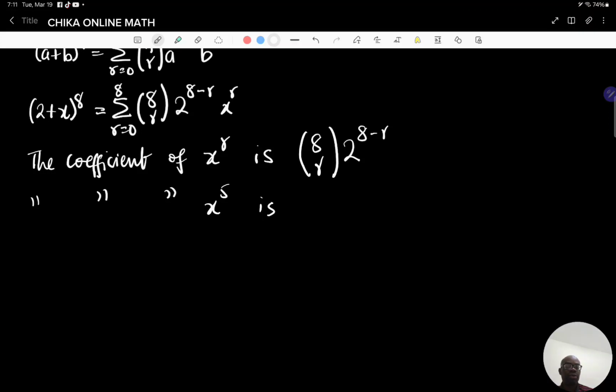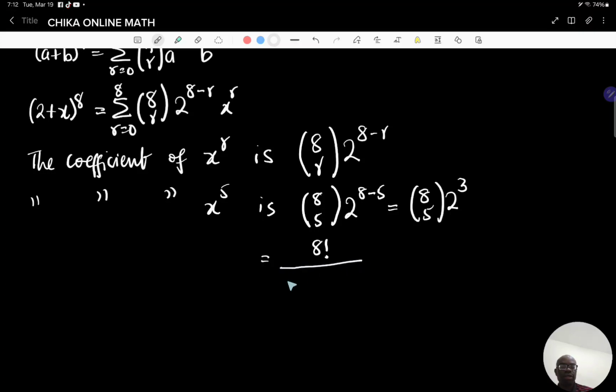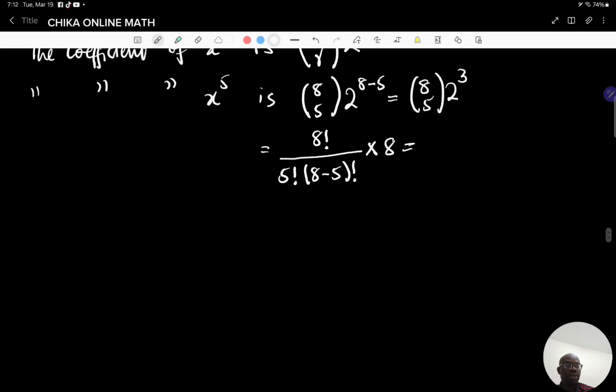When r is 5, so substitute r equal to 5 here. So we have what? 8 combination 5, 2 to the power 8 minus 5, okay? Which is what? 8 combination 5, 2 to the power 8 minus 5 is what? 3. And what is 8 combination 5? 8 combination 5 is 8 factorial all over 5 factorial times 8 minus 5 factorial, okay? And what is 2 to the power 3 is 8, okay? So this is equal to what? 8 factorial, which is what?